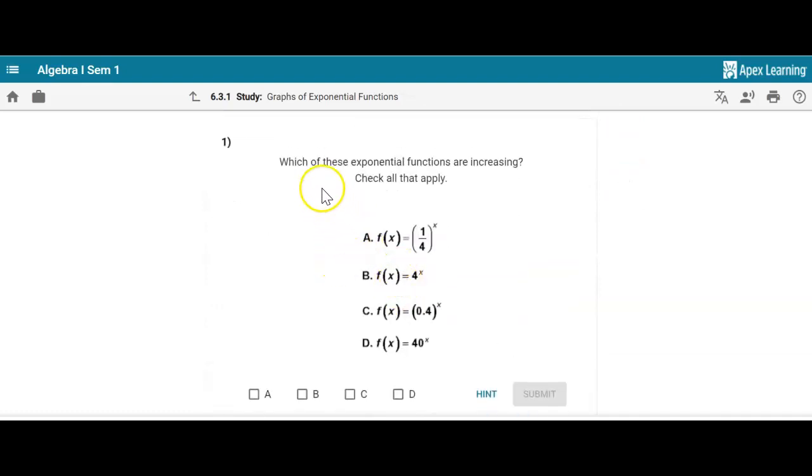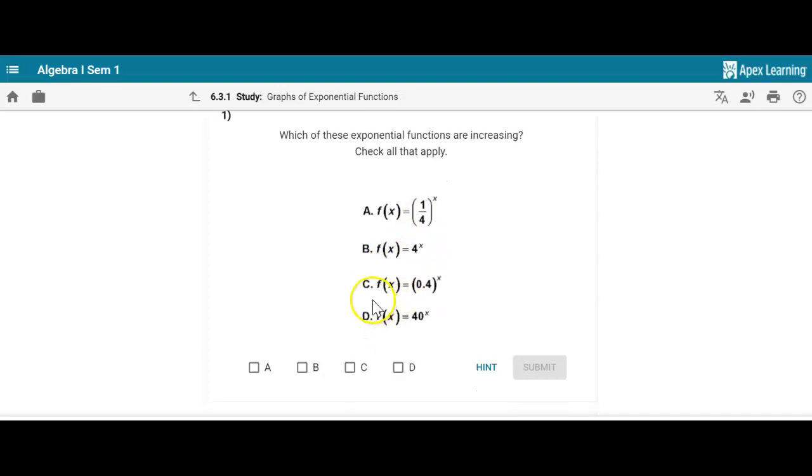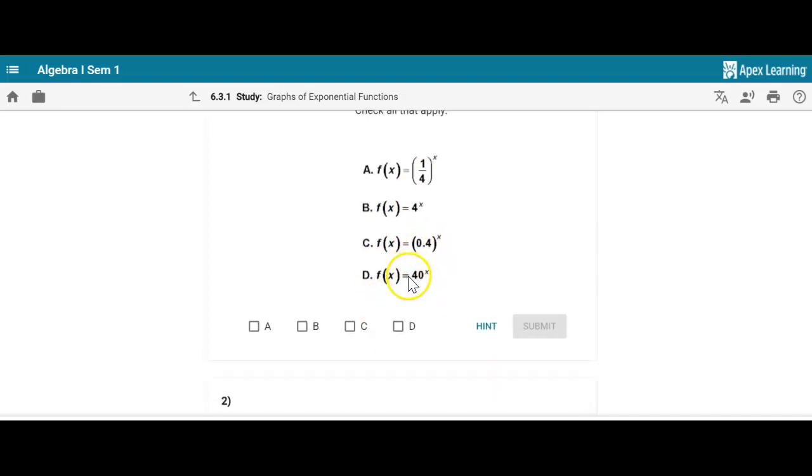So real quick, if we look here, which of the functions are increasing? If I look, that's less than 1, so it's decreasing. That's greater than 1, so it's increasing. That's less than 1, so it's decreasing. It's greater than 1, so we would say for this one, letter B and D. Okay.